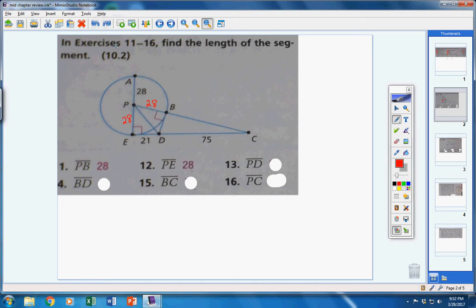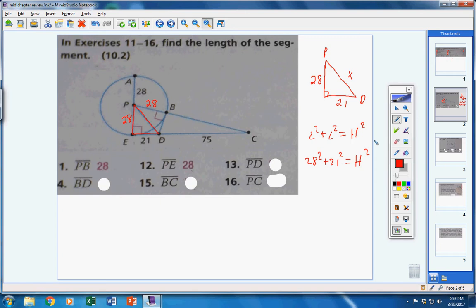Alright? So, how about this right triangle right here? Look at this. Perfect right triangle. Let's draw it over here so we can see it a little better, okay? There we go. A 28 goes right here. This is ED, which is 21. And this is PD right here. PD, and that's what I'm looking for. We'll call it X. So, Pythagorean's theorem, leg squared plus leg squared equals hypotenuse squared. So, 28 squared plus 21 squared equals hypotenuse squared.